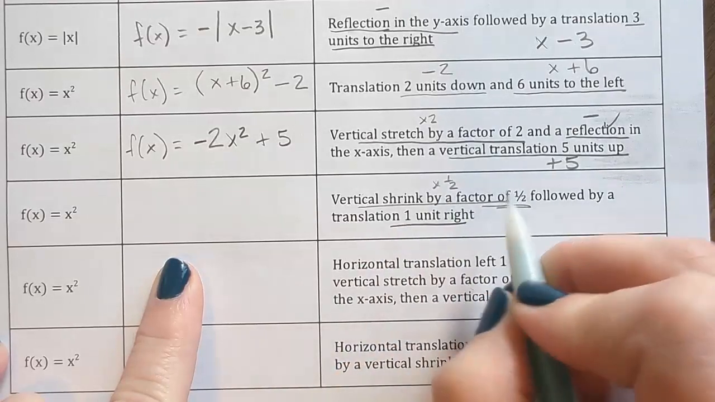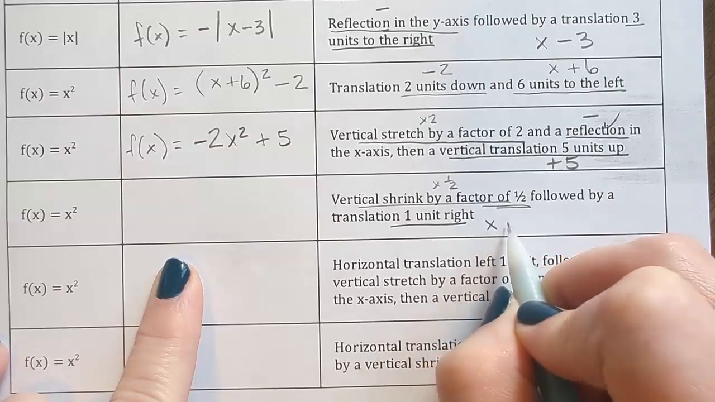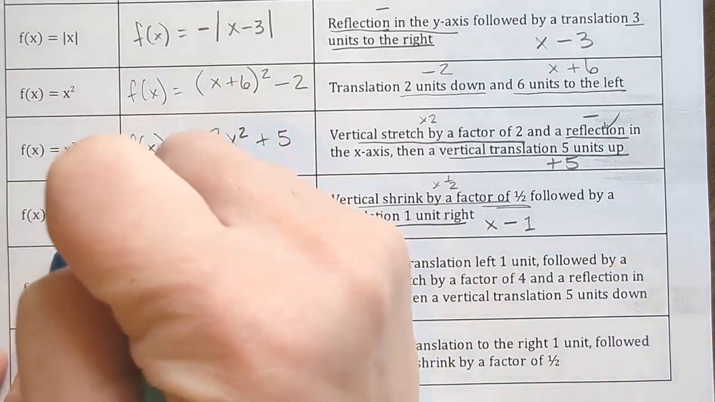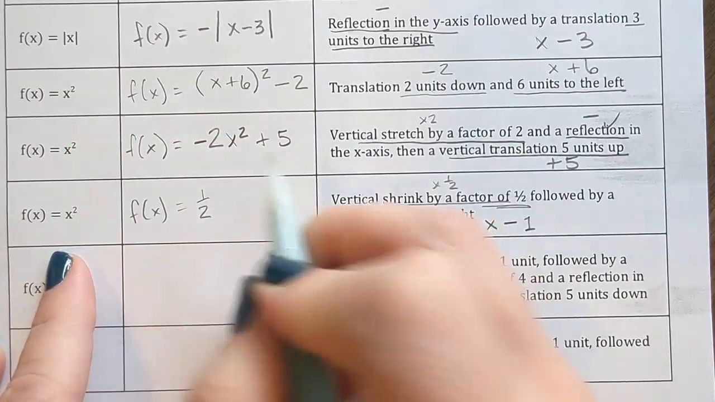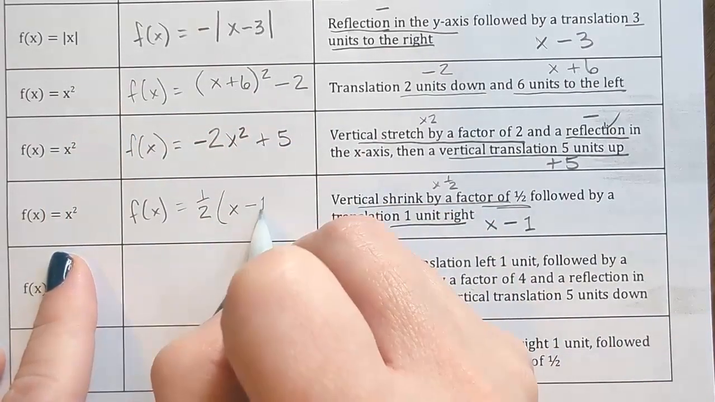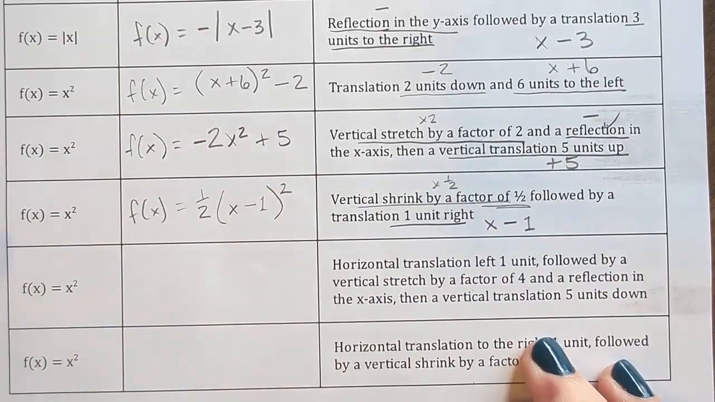This one, vertical shrink by 1/2, so we're going to have times 1/2 in the front, and then a translation 1 unit to the right. That means that we're going to have a x minus 1. So it's going to go f of x equals, we're going to say 1/2 x minus 1, close parentheses, squared. And that'll be our answer for this one.